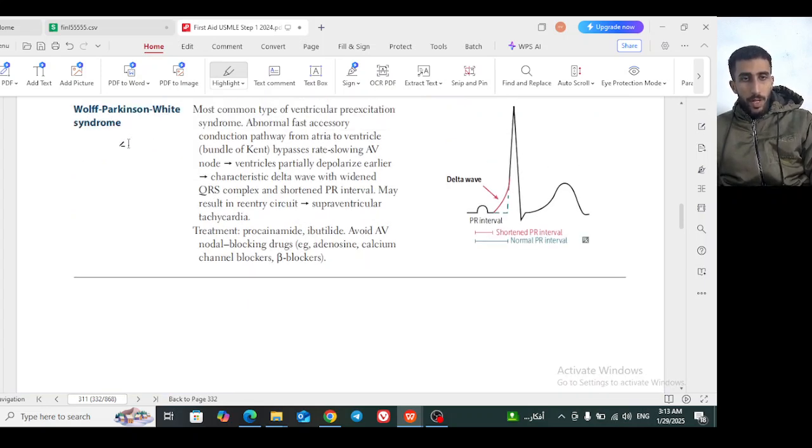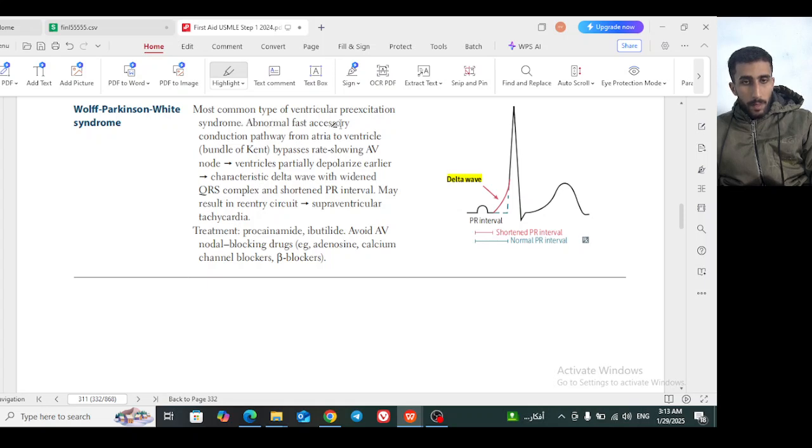For Wolff-Parkinson-White syndrome, WPW syndrome, you will find the characteristic delta wave. So what is the delta wave? It's a pre-excitation wave. Normally the QRS starts at this line, but it starts earlier and gives you the delta wave. And this leads to a shortened PR interval. The PR interval starts from the P to the start of the R. So this is the normal PR interval. It is shortened here in Wolff-Parkinson-White. So the first thing is the delta wave. The second thing is the shortened PR interval.